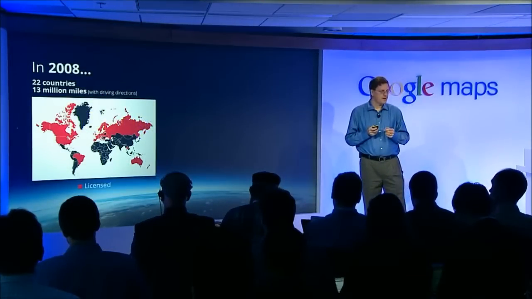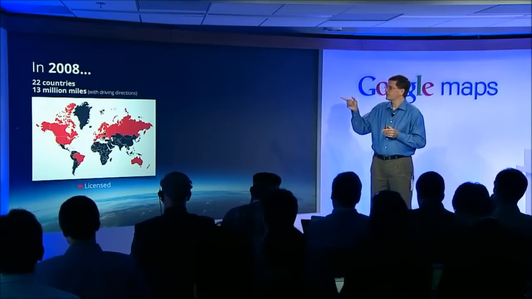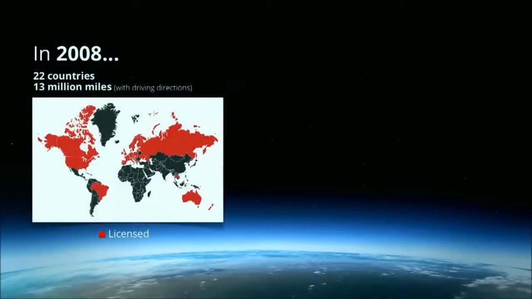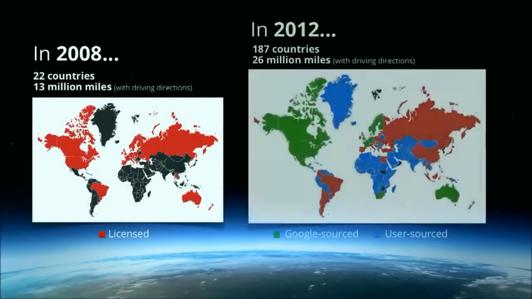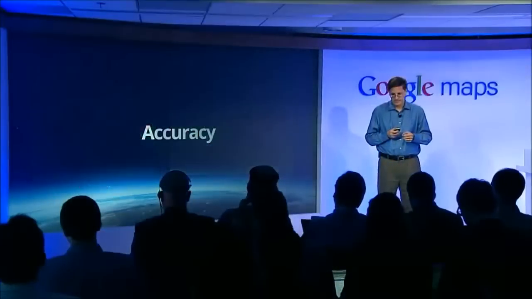So, to wrap up comprehensiveness, in 2008, we had 22 countries and 13 million miles that were navigable or had driving directions, and it was all based on licensed data. Today, we have 187 countries. There are 26 million miles, so double, that are navigable. We also have 29 countries that have turn-by-turn voice-guided driving directions, all possible because of Google-sourced imagery and user-sourced imagery. And the coverage and quality continues to improve. We are certainly not done, but we're continuing to work on it.